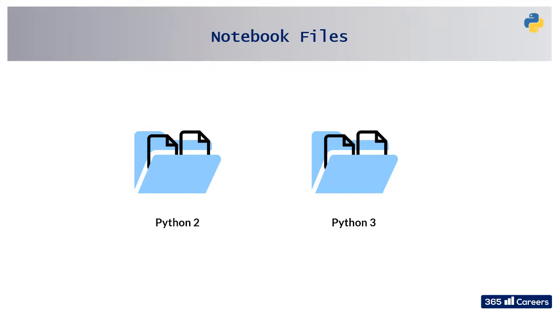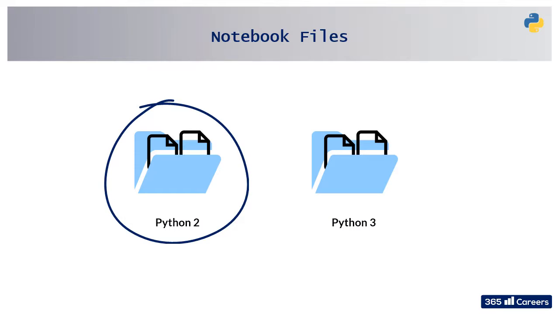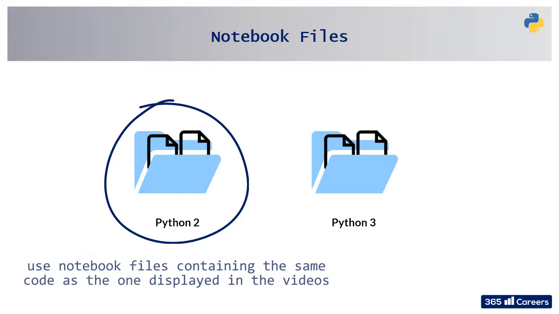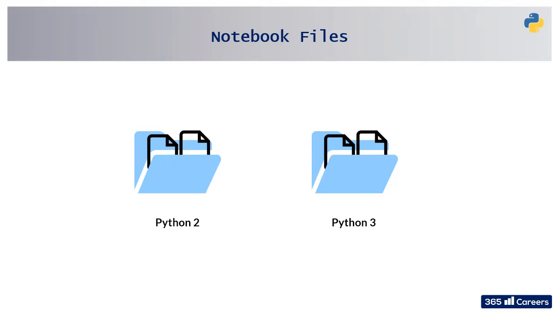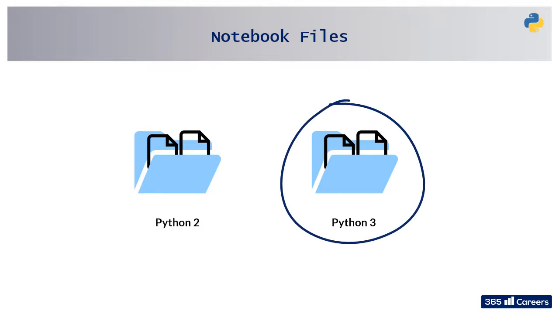Given that we have recorded the entire course on Python 2, install this version if you want to use notebook files containing the same code as the one displayed in the videos. If, instead, you are fine with dealing with just a couple of small syntactical changes, or there's some other reason why you prefer to work with Python 3, then install that version. And later, use the notebook files stored in the Python 3 folder in the resources sections of the lectures.